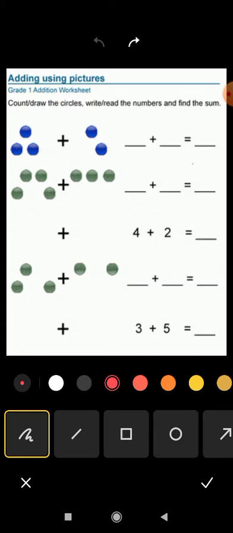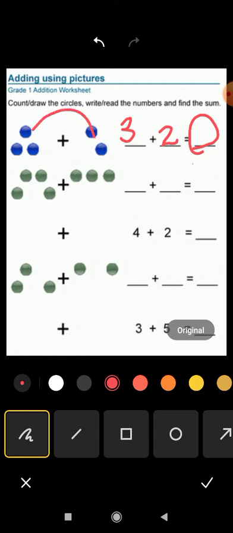First, on the left side, first group of objects, how many balls are there? Blue balls, 1 2 3. In the first dash you have to write 3. After the plus symbol, on the right side, how many blue balls are there? 1 2. So on the right side, 2. Then equal to means you are going to add those two groups of objects.